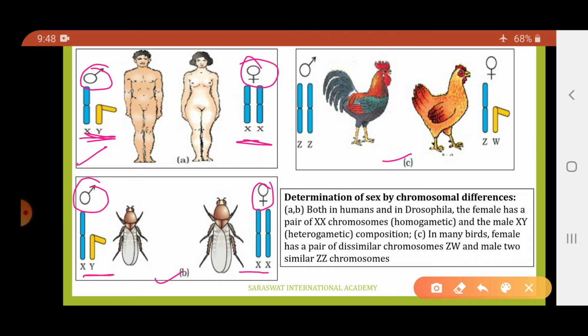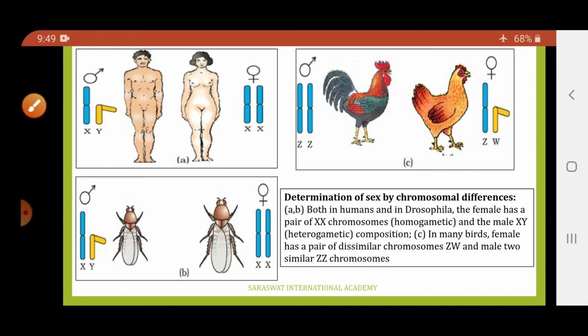Whereas here, students, in the birds you can see that the males are homogametic whereas the females are heterogametic, or you can say the females have dissimilar sex chromosomes and the males have similar sex chromosomes, right? Now why the letters Z and W are given, we will see in the later part of the chapter.